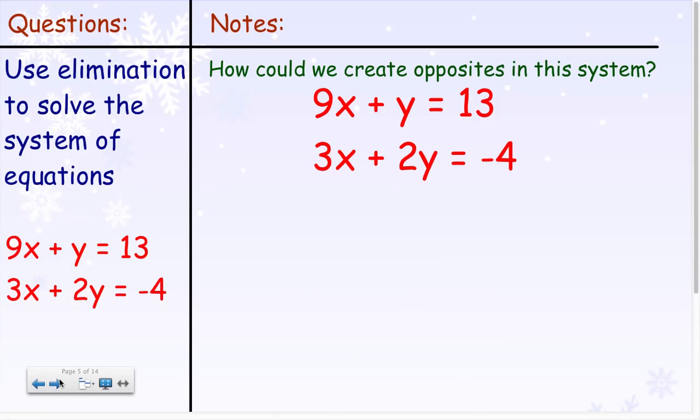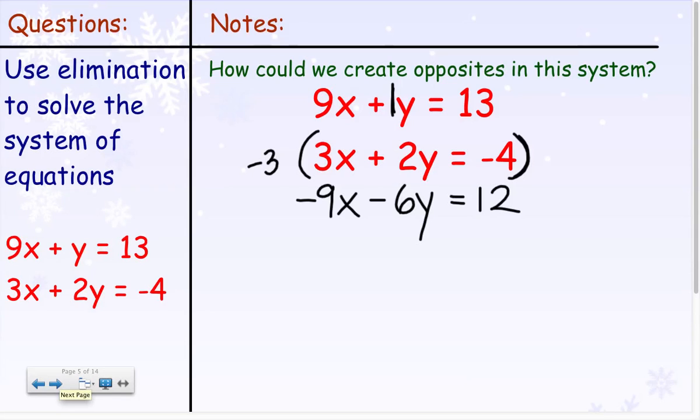How can we create opposites in this system? Well, this one's a little unique because there's actually 2 options. 3 can go into 9, and negative 2 and 2 would make opposites. I'm just going to choose one of them. It doesn't matter which one. You should get the same answer either way. So I'm going to times this bottom equation by negative 3. So 3 times negative 3 is negative 9. 2 times negative 3 is negative 6. Negative 4 times negative 3 is 12. So don't forget, again, I'll remind you, multiply every number in that equation by the number outside the parentheses.